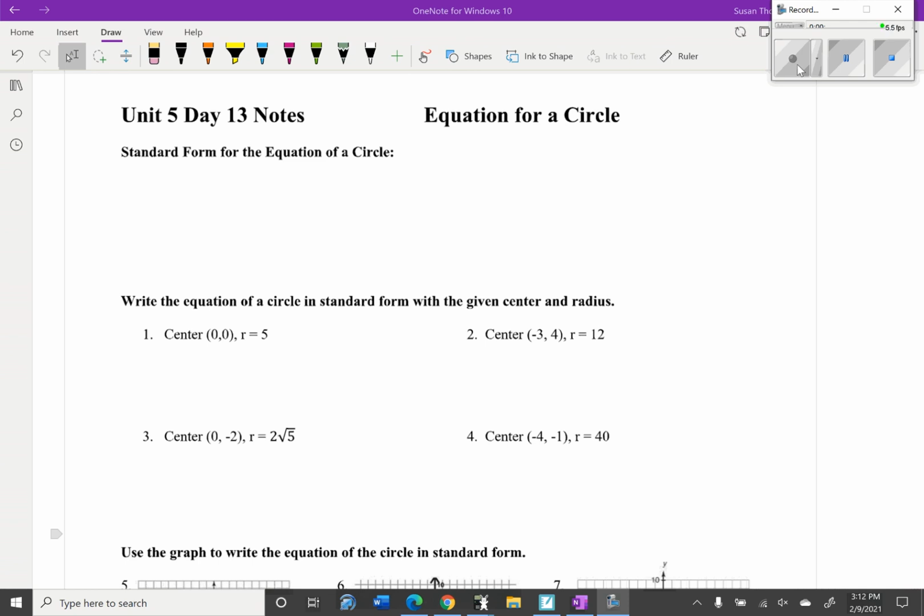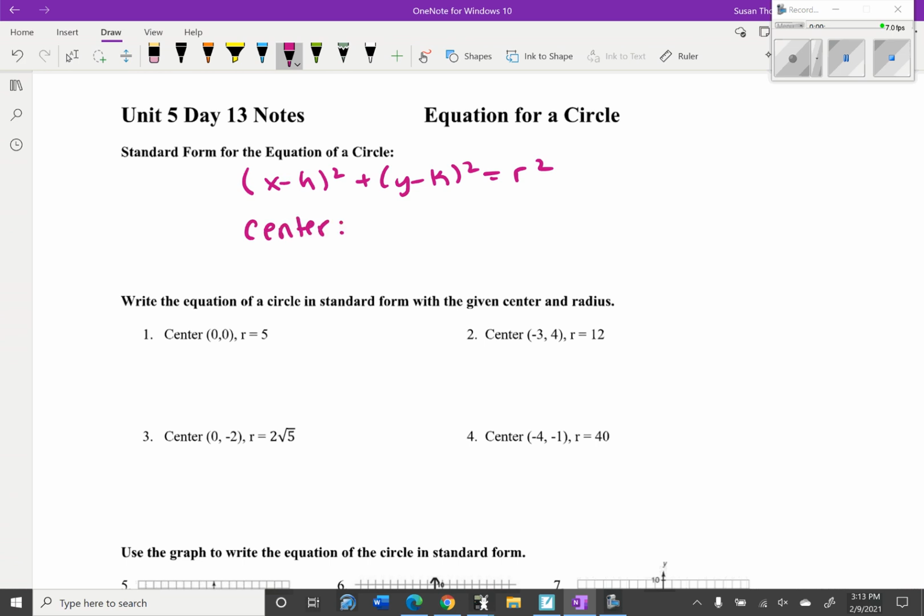Today we're going to talk about the equations for a circle. So the standard form for the equation of a circle is x minus h squared plus y minus k squared is equal to r squared. The center of the circle is h comma k, and the radius is equal to the square root of r squared.